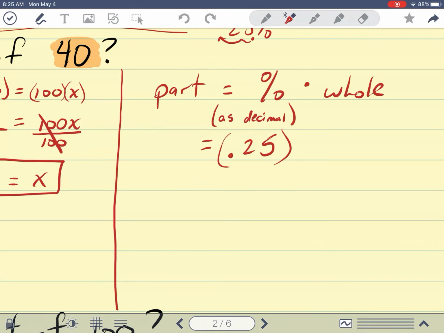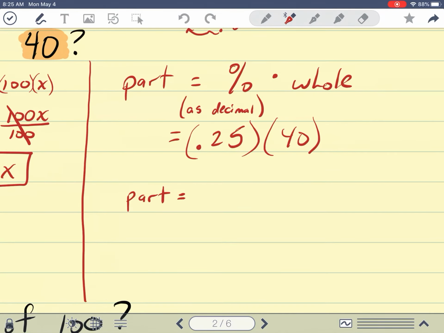Okay, now you're going to multiply by the whole value, which is 40. All right, and so when you say the part is equal to 0.25 times 40, I'm not going to work that out, but that actually comes out to 10.